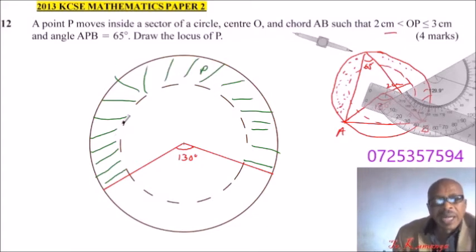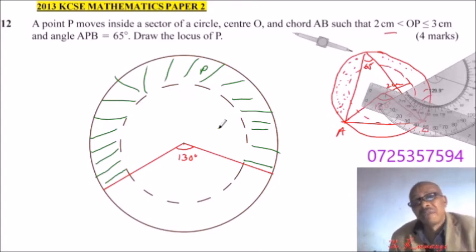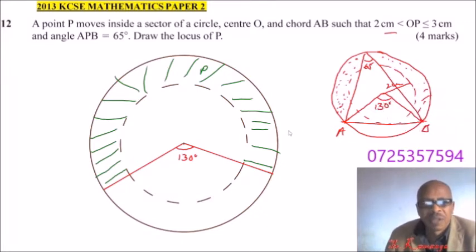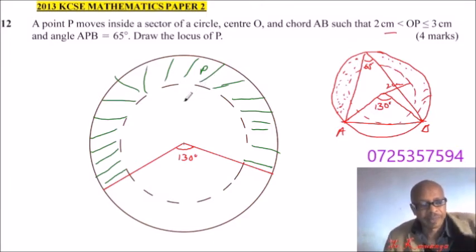So P could be anywhere within the boundary, within the circumference of the big circle, but not part of the circumference of the small circle. And so that is how you now represent the locus described. I hope you have followed. That's how you do it. This is what you covered in Form 4. That is locus, and you should be able to answer questions related to this kind of work.